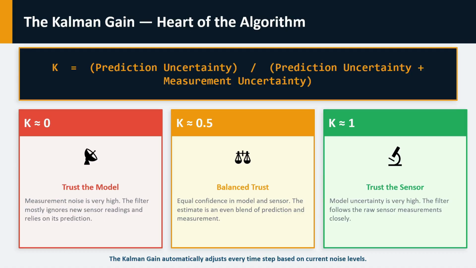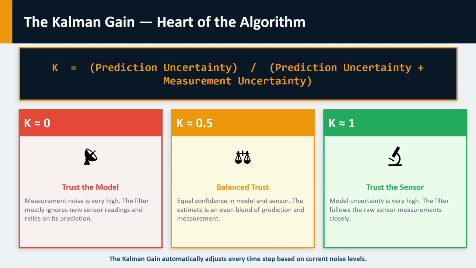The next part is the Kalman gain. The Kalman gain K is the single most important quantity in the entire algorithm. Let me explain it intuitively. The Kalman gain is essentially a ratio: prediction uncertainty divided by prediction uncertainty plus measurement uncertainty. So it asks, which source do I trust more, my model or my sensor?